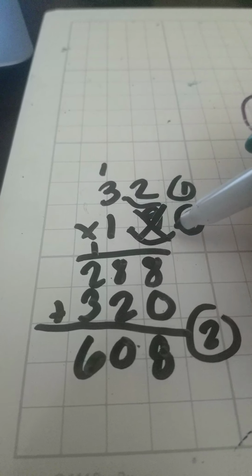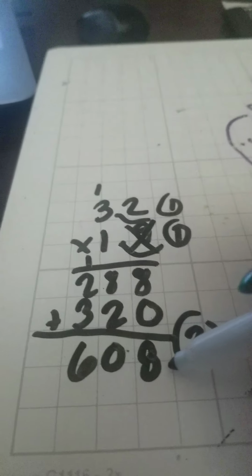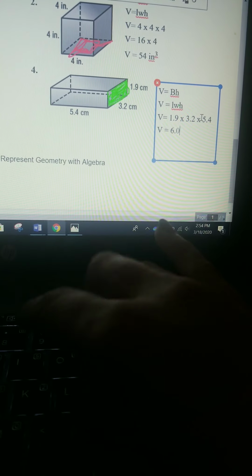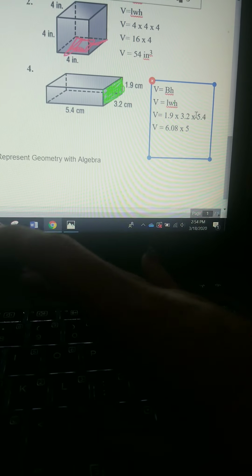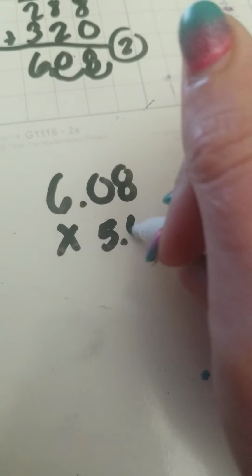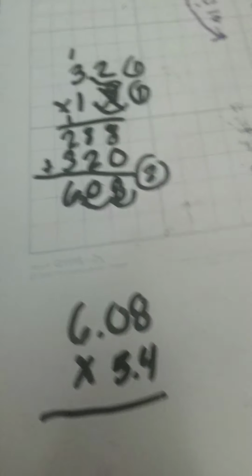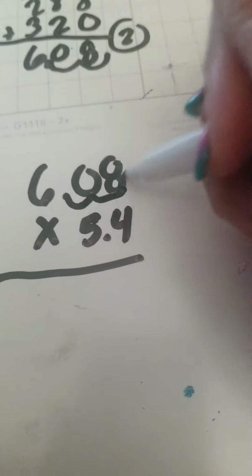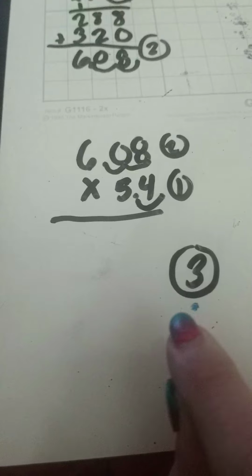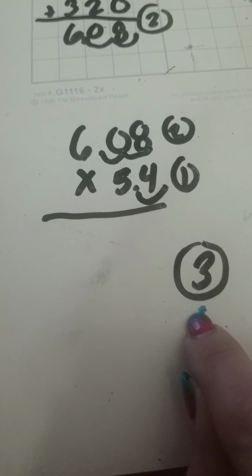Remember the 2 decimal places that I took out here? I'm going to have to put them back in now. So I'm going to go 1, 2. So this is 6.08 times the height of 5.4. So now I'm going to take this number right here that we just got, which is the area of the base, and I'm going to multiply it by the height of the prism. Okay, so here we have 2 decimal places, and here we have 1 decimal place, for a grand total of 3 decimal places. So my answer has to have 3 decimal places in it.